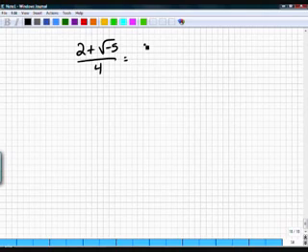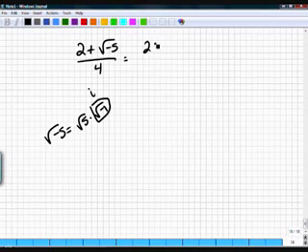Square root of negative 5 you can split into, I'm going to do it down here, square root of negative 5 is the square root of 5 times square root of negative 1. Make sense? And this is i. So we have 2 plus, what? i root 5 over 4.